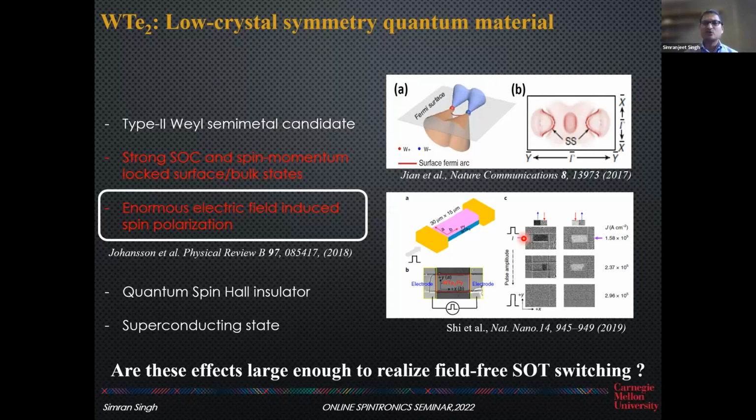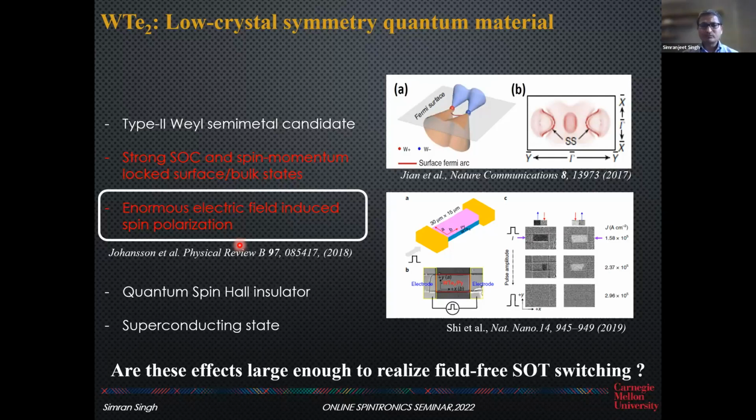And then I just want to briefly mention that WTe2 has a very rich phase diagram. It's supposed to be a type 2 Weyl semimetal. It has a quantum spin Hall state as well as a superconducting state at very low temperatures. And there's some previous work, in this paper, where they showed that in Weyl semimetals you can have enormous electric-field-induced spin polarization. So you can think that maybe WTe2 is a very nice material where you can induce out-of-plane spin polarization and also get very efficient charge-to-spin conversion.